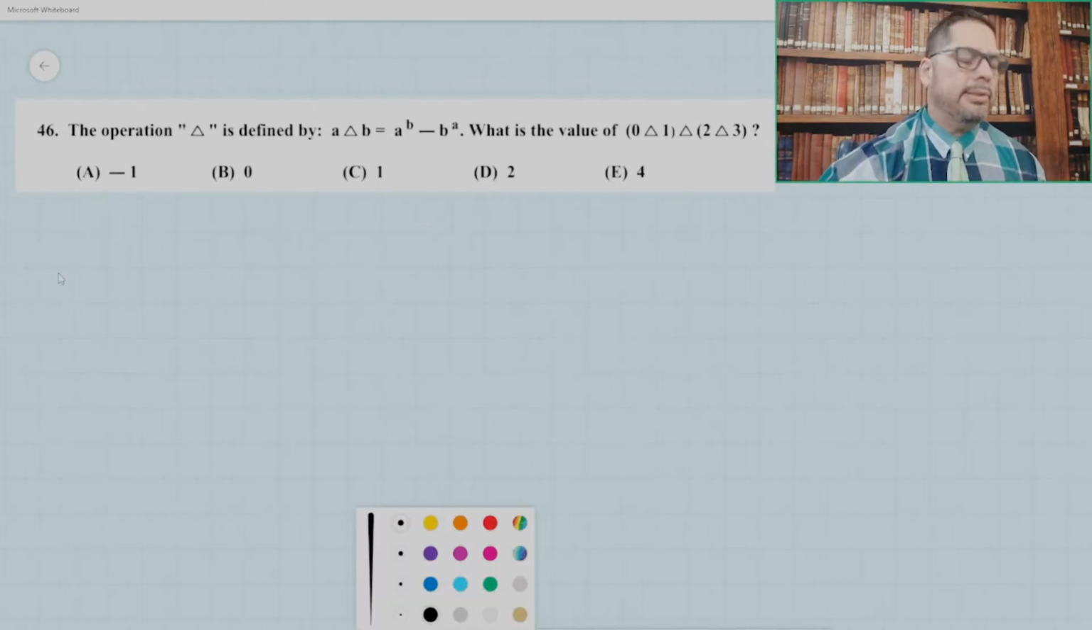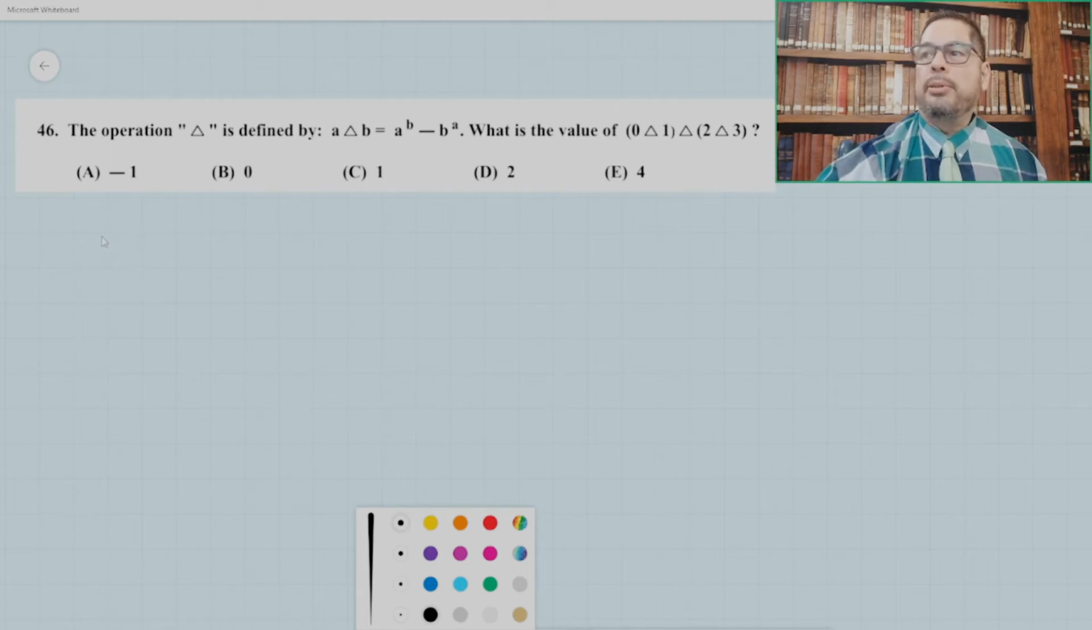All right, Texas Math Mundo audience. Our next problem is from the year 2010. It's UIL A, year 2010, problem number 46. And this is a defined binary operation. It says the operation triangle is defined by A triangle B is equal to A raised to the B minus B raised to the A. What is the value of 0 triangle 1, triangle 2, triangle 3?